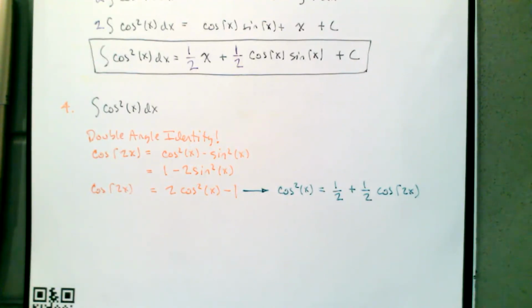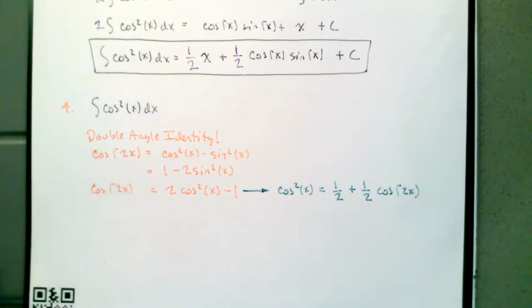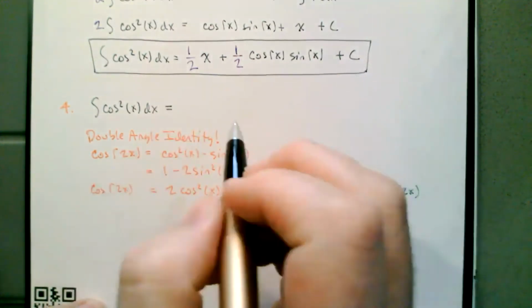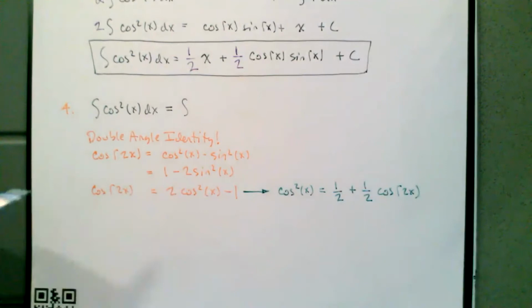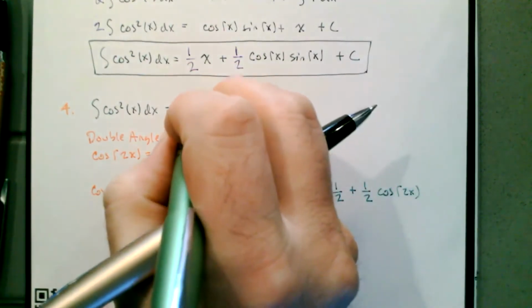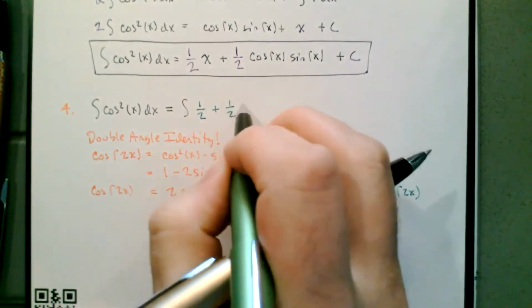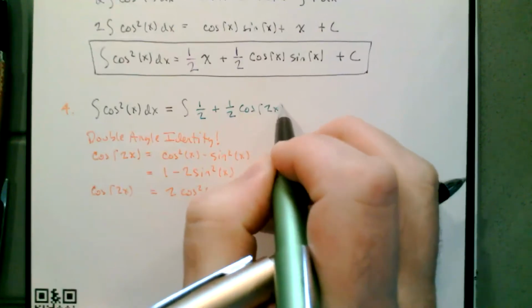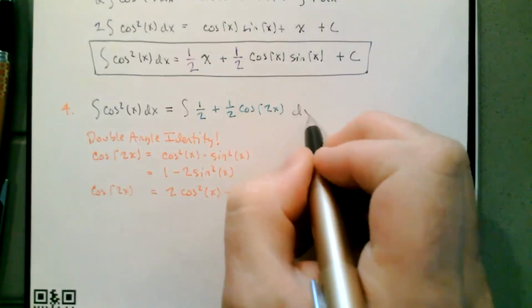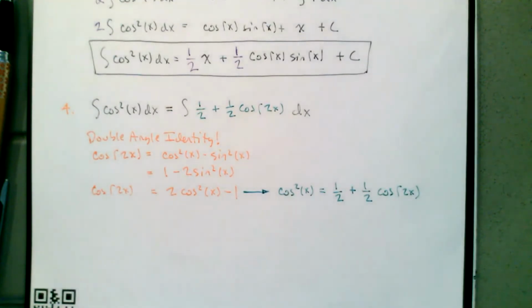So now that I can replace cosine squared, this integral is going to actually be the integral of 1/2 plus 1/2 cosine of 2x dx. The reason that this is better is that we don't have a power on the cosine. It's just the cosine of 2x, and that's easily integrated with a chain rule. Or sorry, with integration by substitution.